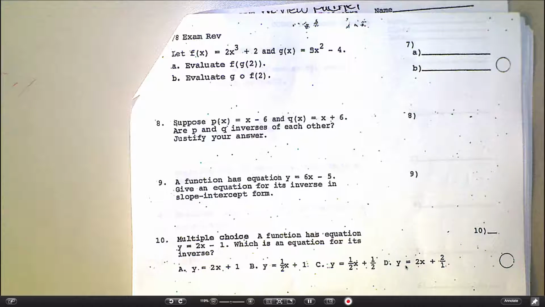Okay, that's how you find an inverse. If I give you two things and I say test and tell me, are these two things inverses? Garrett, what do you do? Okay, so it's that. Yeah, that's another way. I hadn't even thought of that.